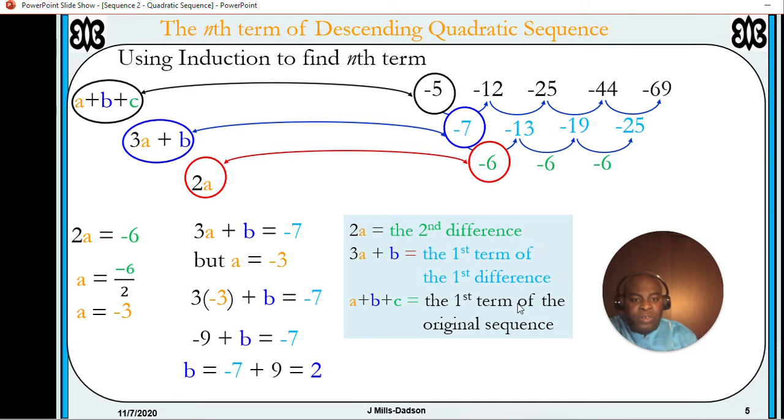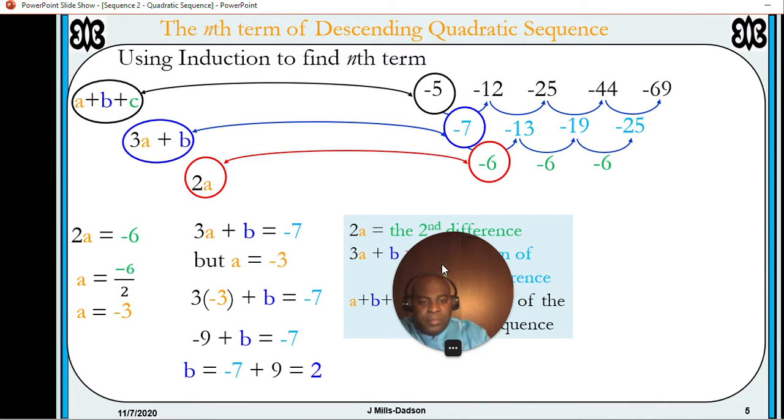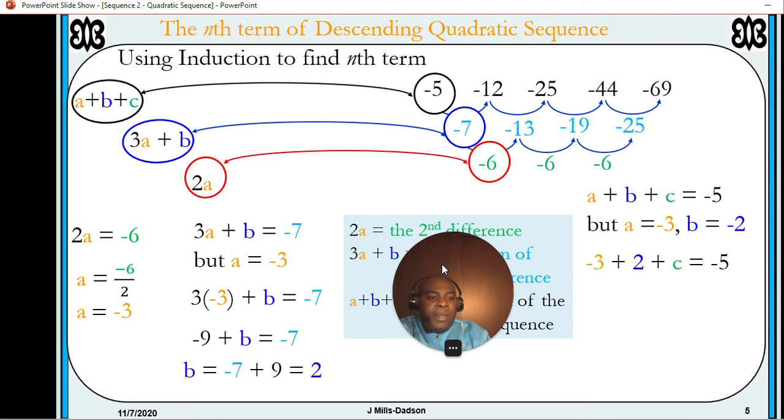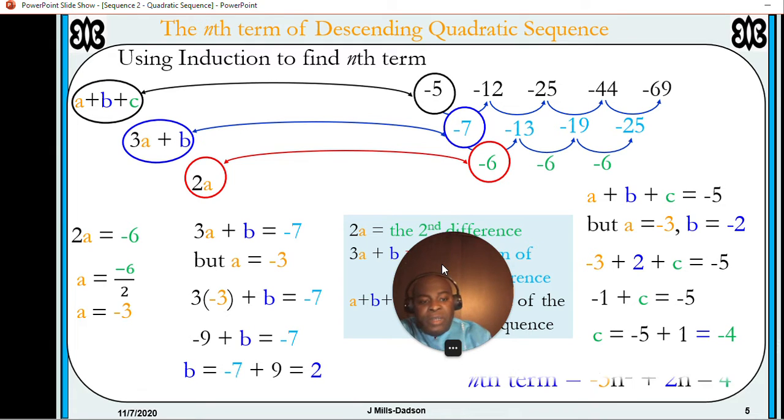And our last equation to form is a plus b plus c equals negative 5. A is negative 3, b is positive 2. Substituting them back into the equation, negative 3 plus 2 plus c equals negative 5. And we have negative 1 plus c equals negative 5. So c is equal to negative 4. So our formula will now be negative 3n squared plus positive 2n minus 4.